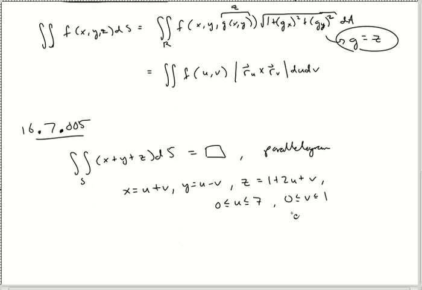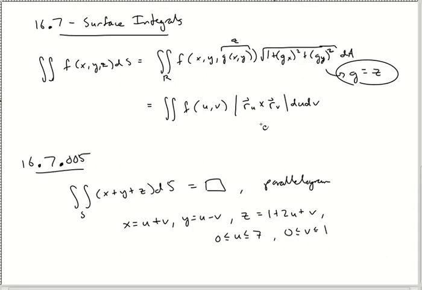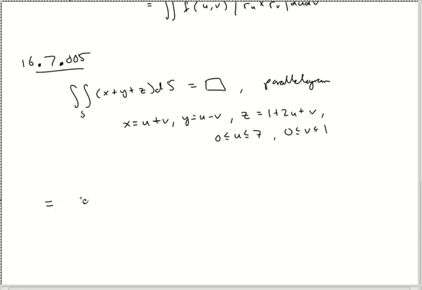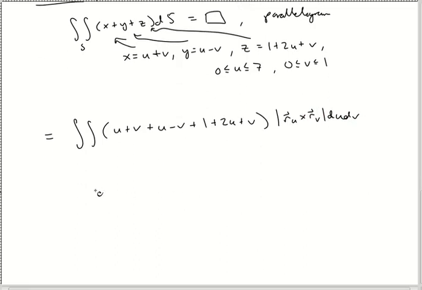Okay, so first off, out of these two formulas, you probably want to use the u and v formula. What I'm going to do is toss each of these in, and then find my other stuff here. So the double integral of, and this is going to be a big mess, u plus v plus u minus v plus 1 plus 2u plus v, and then of course r_u cross r_v, and then du dv. So let's go and find out what that is.